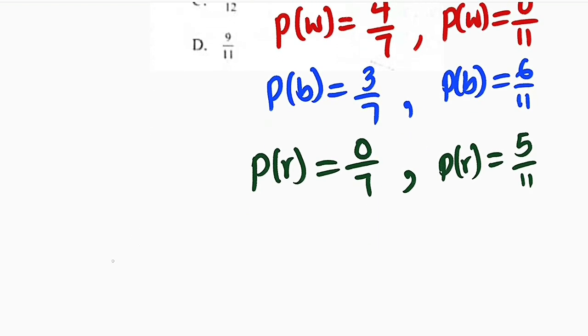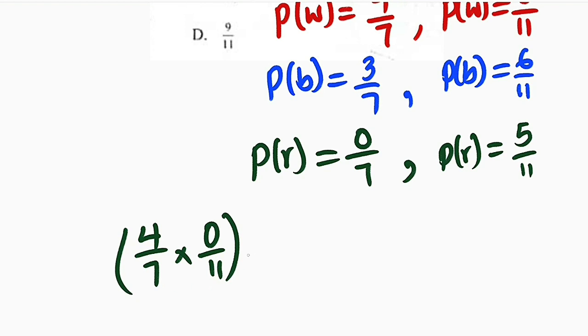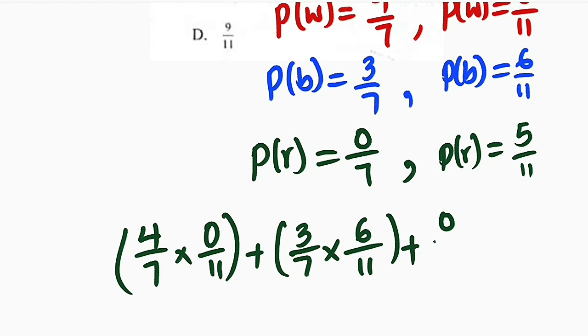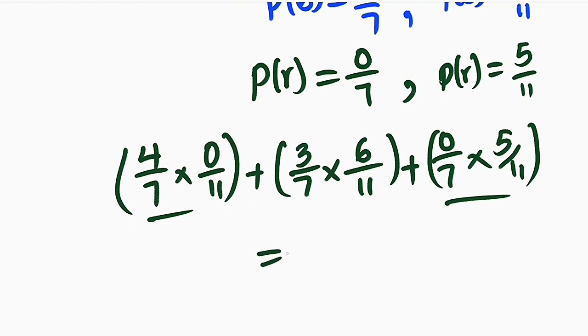So we have the probability to be 4 over 7 multiplied by 0 over 11. That is for the first combination. Then you add 3 over 7 multiplied by 6 over 11. You add 0 over 7 multiplied by 5 over 11. You can see that this and this will give us 0. The only thing we have here is 3 times 6, 18.